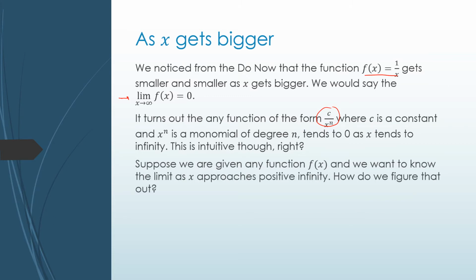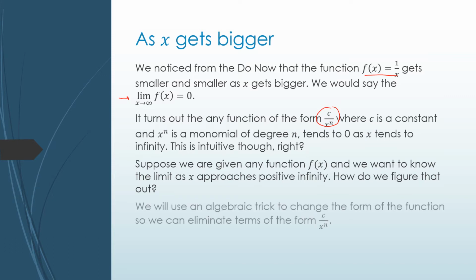So suppose we're given a function and we want to know what is the limit of that function as x approaches infinity. How do we figure that out? Well, we're going to use the fact that c over x to the n always goes towards 0. We're going to do a little algebraic trick, and then we're going to eliminate terms of this form to figure out what is the limit.